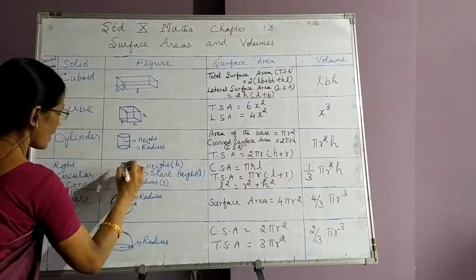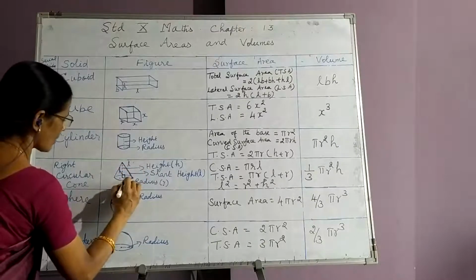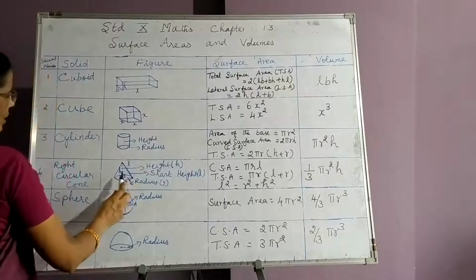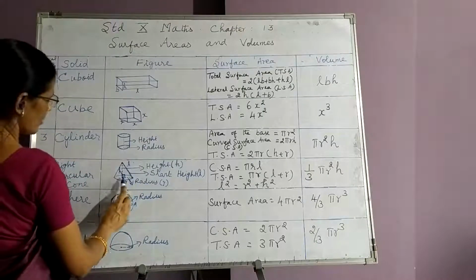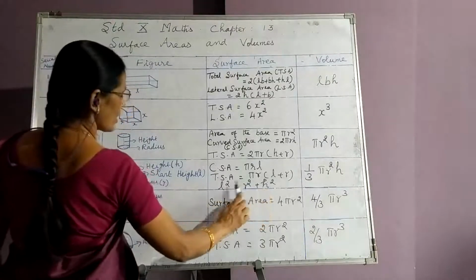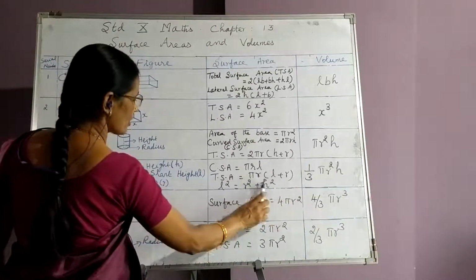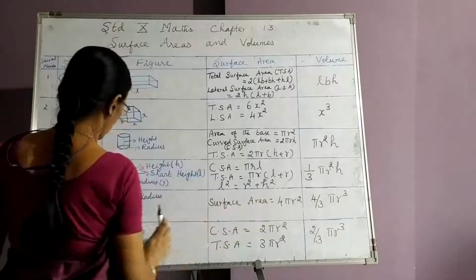This is L and this is h and this is r. It is a right angle triangle. Therefore, using Pythagoras, we get L square equal to h square plus r square. So, in case two data are given, to find the third data out of the three, we use Pythagoras.